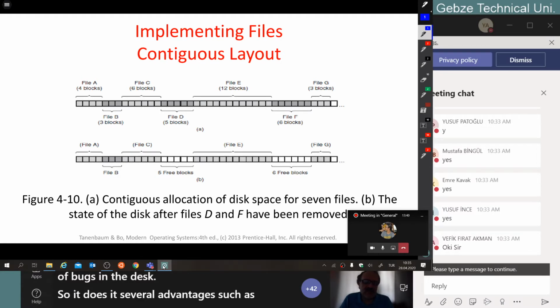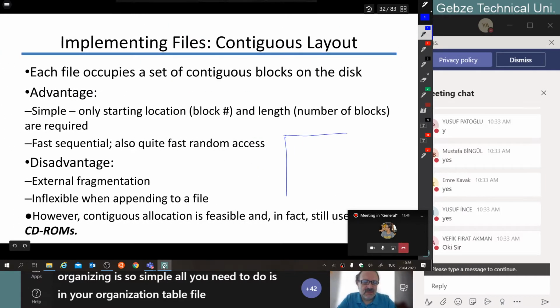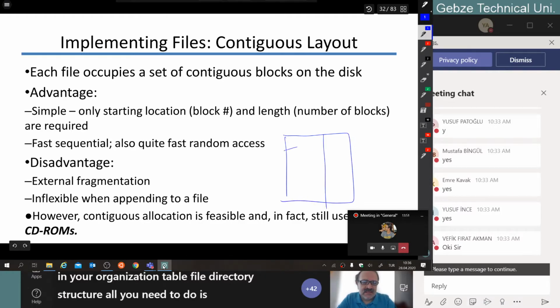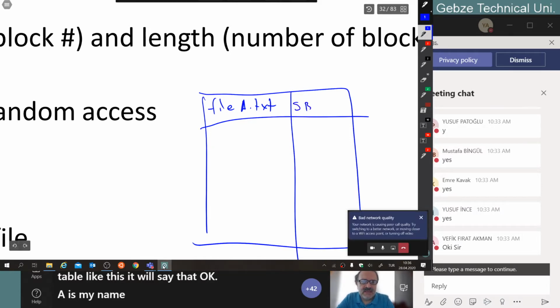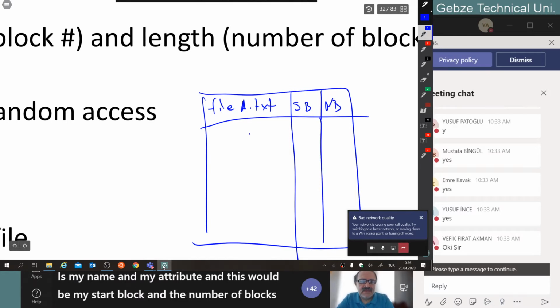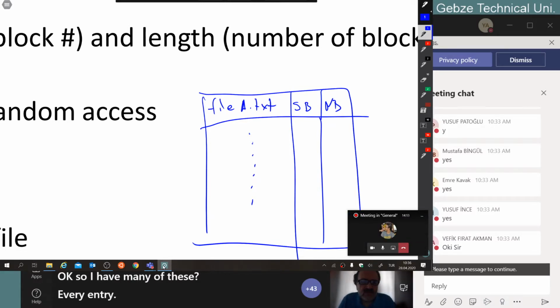It has several advantages, such as organizing is so simple. All you need to do in your file directory structure is have a table like this. File a.txt is my name and my attributes, and this would be my start block and the number of blocks. So I have many of these in a directory entry. No problem, I can do that.